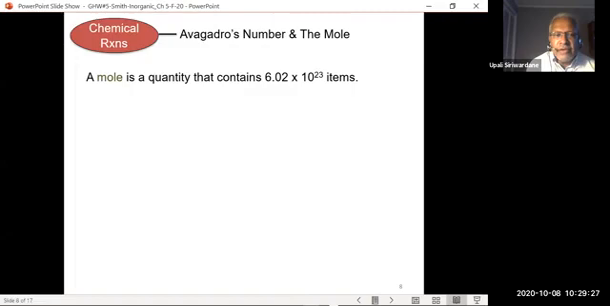Once you have the balanced equation, we can do chemical calculations. The balanced equation is represented by moles of material, not by grams of material. A mole is used to convert grams to moles. Grams of material are converted to moles using the Avogadro number: 6.02 times 10 to the 23 particles, atoms, or molecules are in 1 mole. 1 mole of carbon atoms is 6.02 times 10 to the 23 carbon atoms.